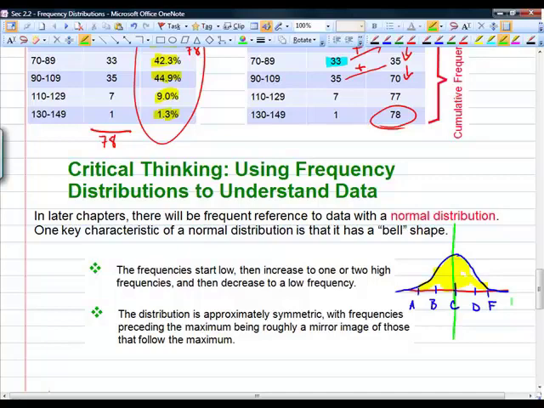So the frequencies start low and increase. So we started low, we increase, and then we start decreasing again and end low. That's what the bell shape is.